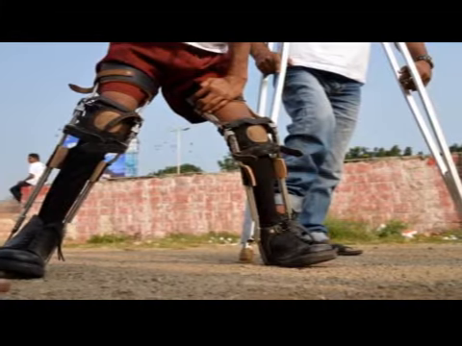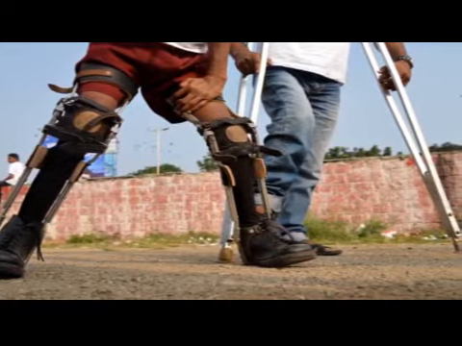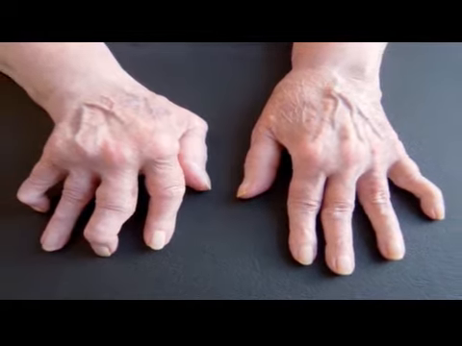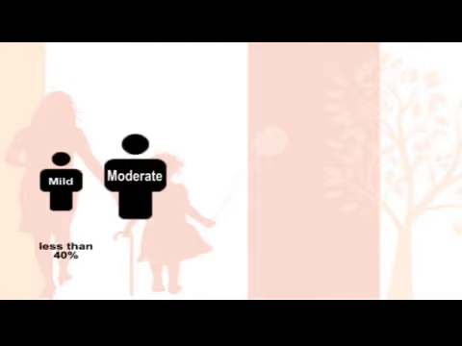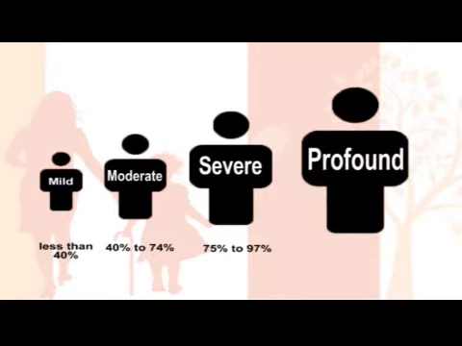Locomotor disability. The extent of disability in terms of percentage due to various conditions in different parts of the body has been categorized as follows. First one is mild, which is less than 40%, moderate 40% to 74%, severe 75% to 97%, profound or total 100%.